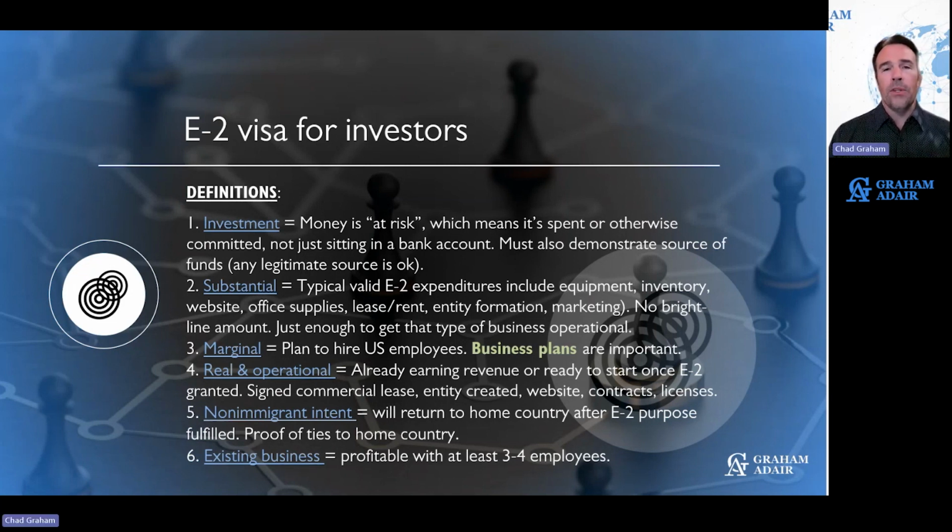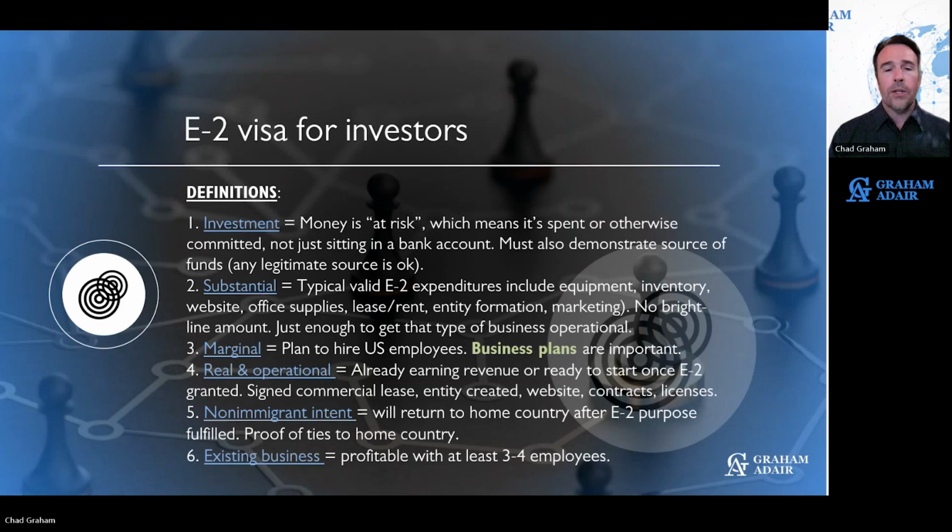Now, you may be able to get away with $25,000 depending on the type of business that you're doing. But we would need to show that some of these other areas are really strong, like the marginal, real, and operational, and the business plan that you're doing has a really high chance of success. The other thing they want to see is that you're spending the money on things that they would expect to see a new company spend money on, like inventory, hiring employees, website, lease, those sorts of things that you would expect.